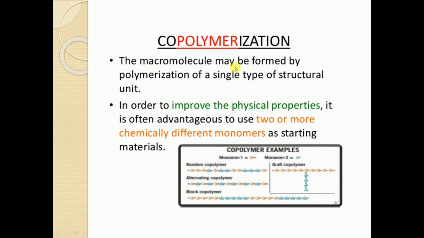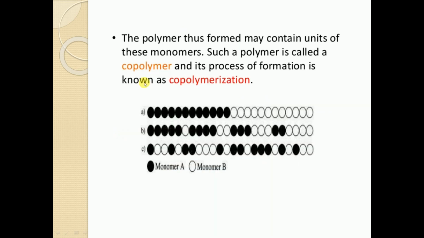So the macromolecule may be formed by polymerization of a single type of structural unit. In order to improve the physical properties, it is often advantageous to use 2 or more chemically different monomers as a starting material. The polymer thus formed may contain units of these monomers. Such a polymer is called a copolymer, and the process of formation is known as copolymerization.